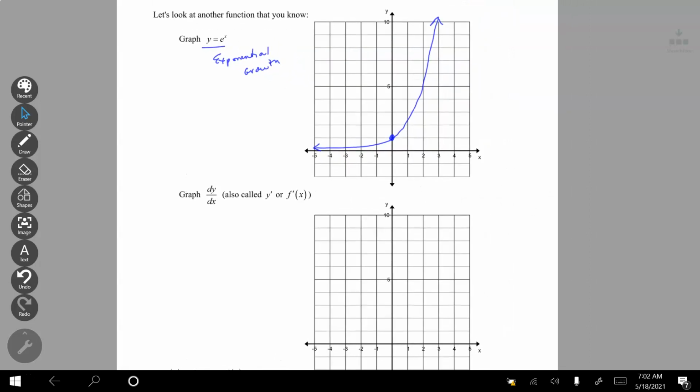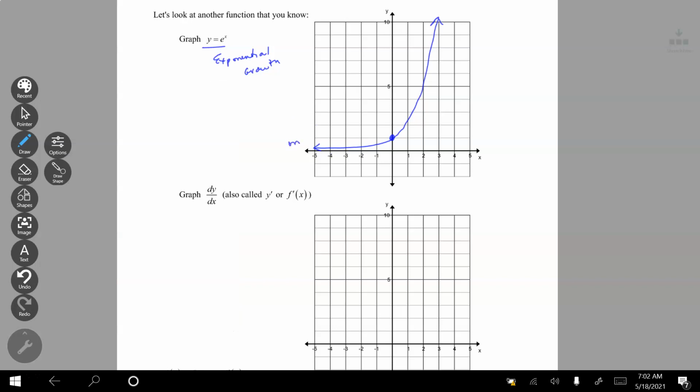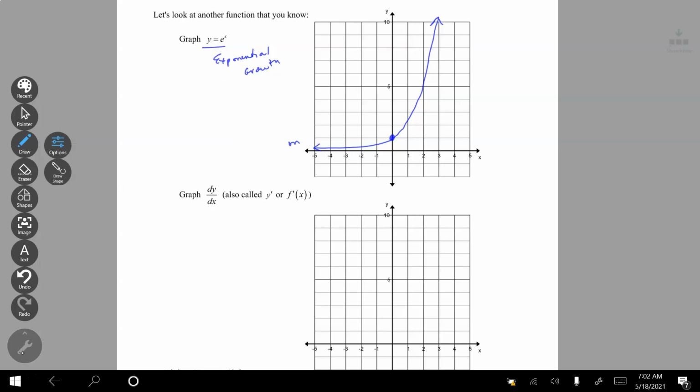Well, let's see. The slope down here is getting closer and closer and closer to 0. If you look on the far left, the farther left I go, I'm getting closer and closer to 0. And on the far right, this slope is going up and up and up to infinity. And maybe around here, if I had to estimate, this slope is about 1. So on the far left, I have a slope about 0. In the middle, I have a slope about 1. And on the far right, I have a slope that goes up to infinity. Well, I'm going to say this graph is going to look something like this.